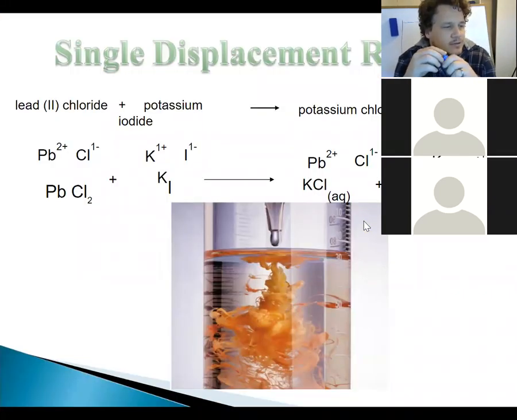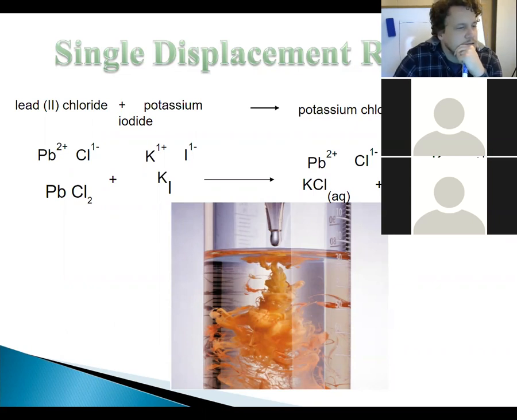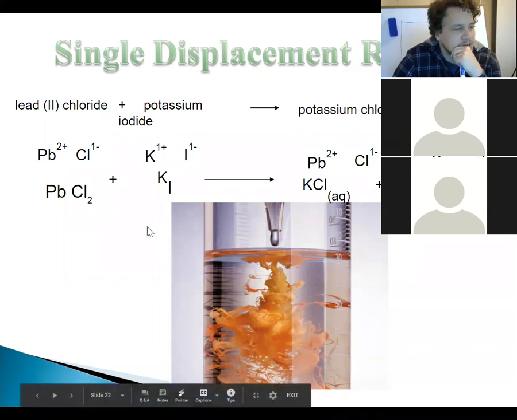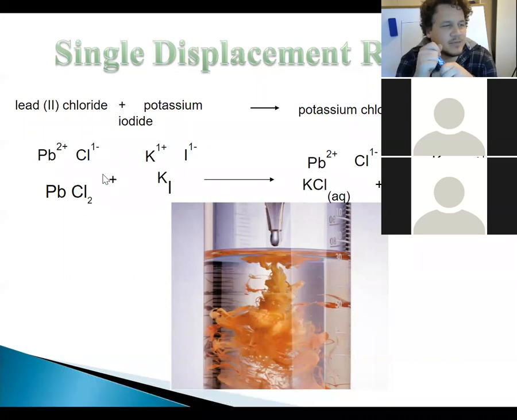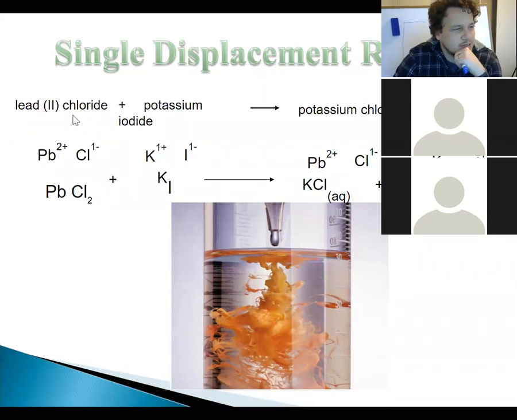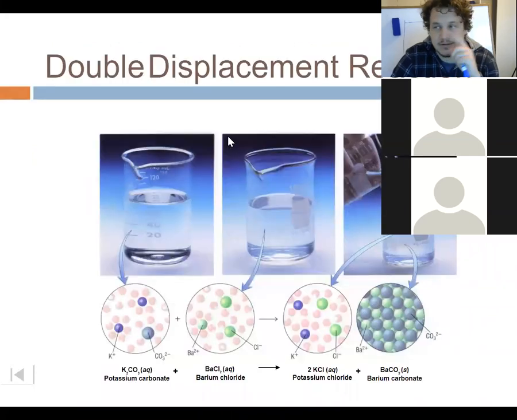See that cool reaction there? So you have lead and potassium, and then potassium and lead. But you'll see that lead chloride is now lead iodide, and potassium iodide is now potassium chloride. So both of those have switched around. Oh, sorry, just one of those. Just one side has switched around.